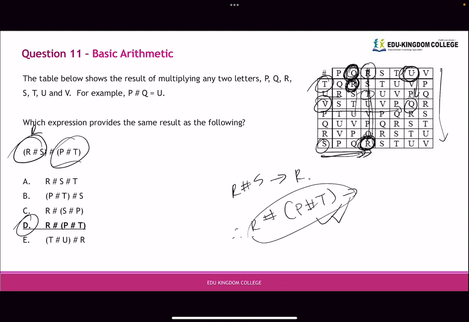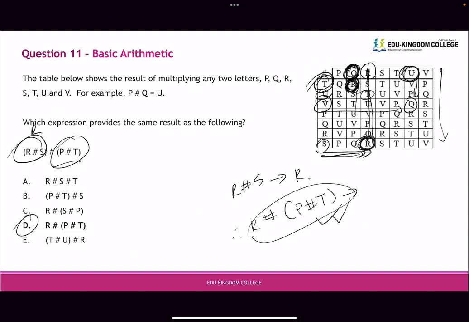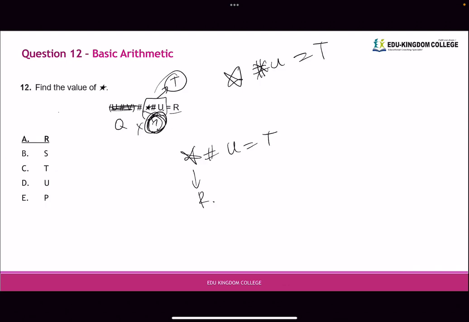So the result of the intersection is going to be R. So Q and T must intersect. So the question mark here is going to be T. So star times U, or star hashtag U, equals T. So what times U equals T? We look at U here and then T here. U times something equals T.